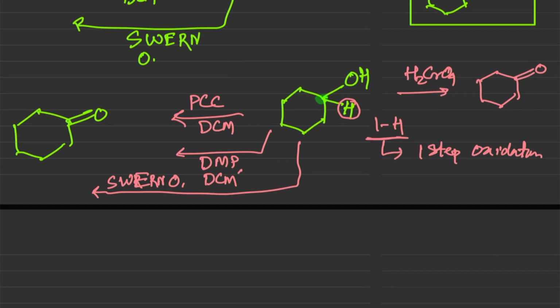So in this type of problem, always begin with the type of alcohol. Figure out how many steps of oxidation it can perform. Then look at the reagent and figure out whether the reagent can perform two-step or one-step. Okay, so that's how you solve this type of problem.